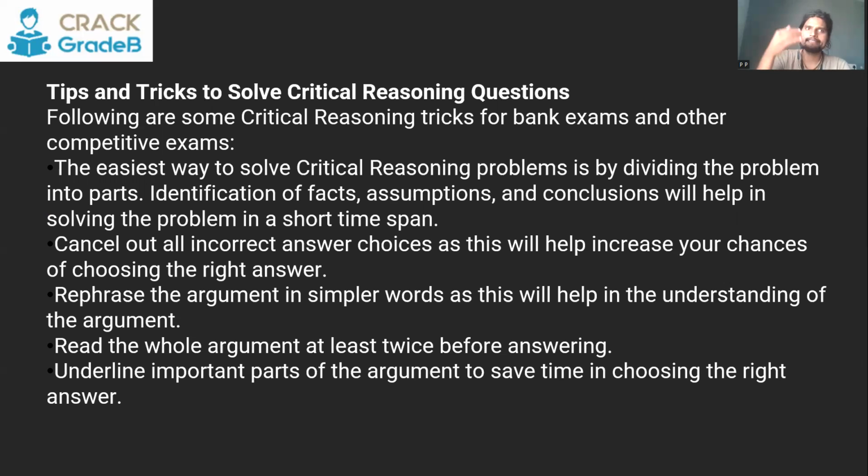Let's say there are 3 arguments, out of which the first is already a stupid argument and should be totally ruled out. And then there are options that 1 and 2 are correct, 1 and 3 are correct. So all those that have 1 in them, we can rule out as well. So although our critical thinking might not be very strong, if our logic is strong, we can shortlist our answers and still get the desired marks. Rephrase the argument in simpler words, as this will help in understanding the argument. So yes, it helps. Read the whole argument at least twice.